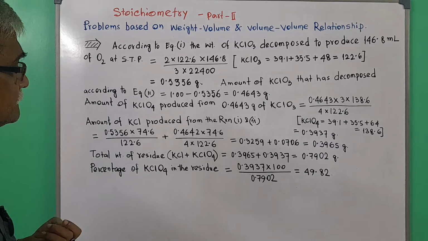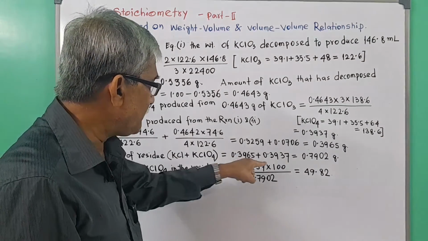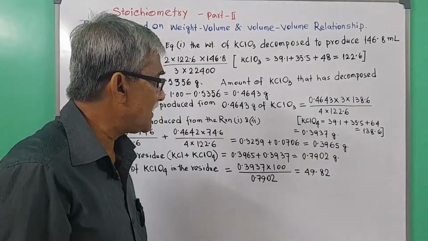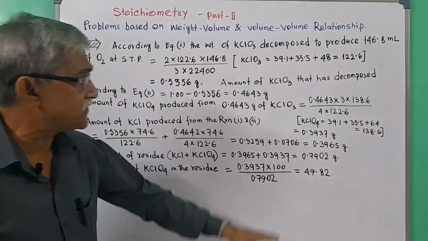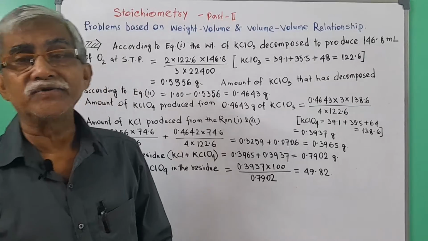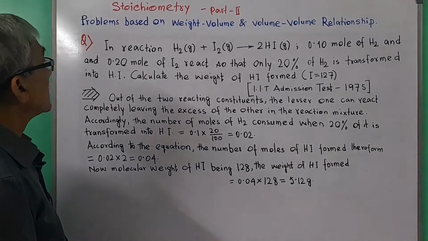Now, in this residue of 0.7902 gram, the percentage of KClO4 you have to find out, that is the question. So, what will that be? It will be 0.3937 by this 0.7902, and because it's a percentage, you have to multiply this with 100, and that amounts to 49.82%.